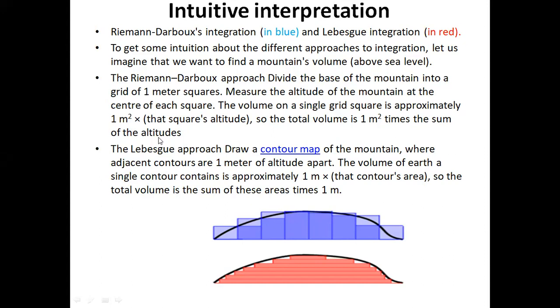This is the Riemann-Darboux approach. Then you can see here many things, the errors will appear. But in the Lebesgue approach, first we can make a contour of the map.